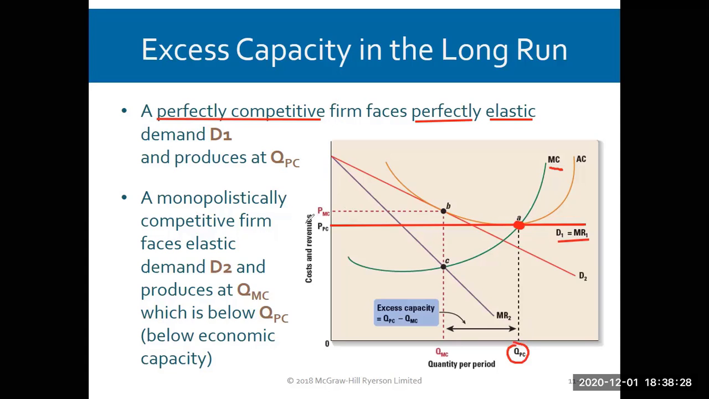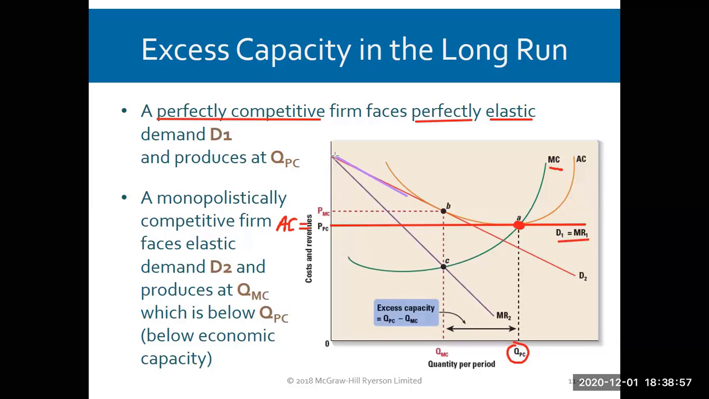But you notice at this price, this is also equal to the average cost. So they're producing at the lowest average cost, and that is at economic capacity. Remember, the definition of economic capacity was production at the lowest average total cost. And this solution shows that in the perfectly competitive industry, in the long run, that's where they end up. So we want to contrast that to the monopolistically competitive industry.